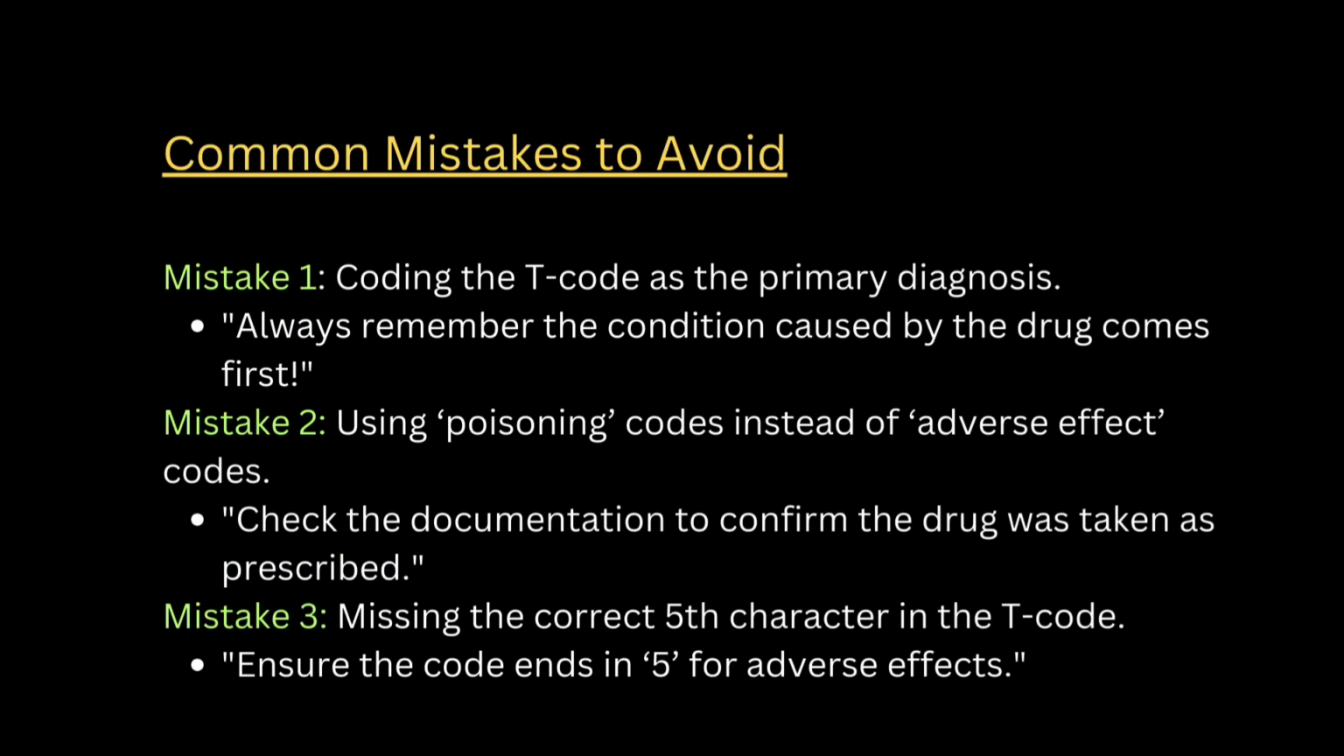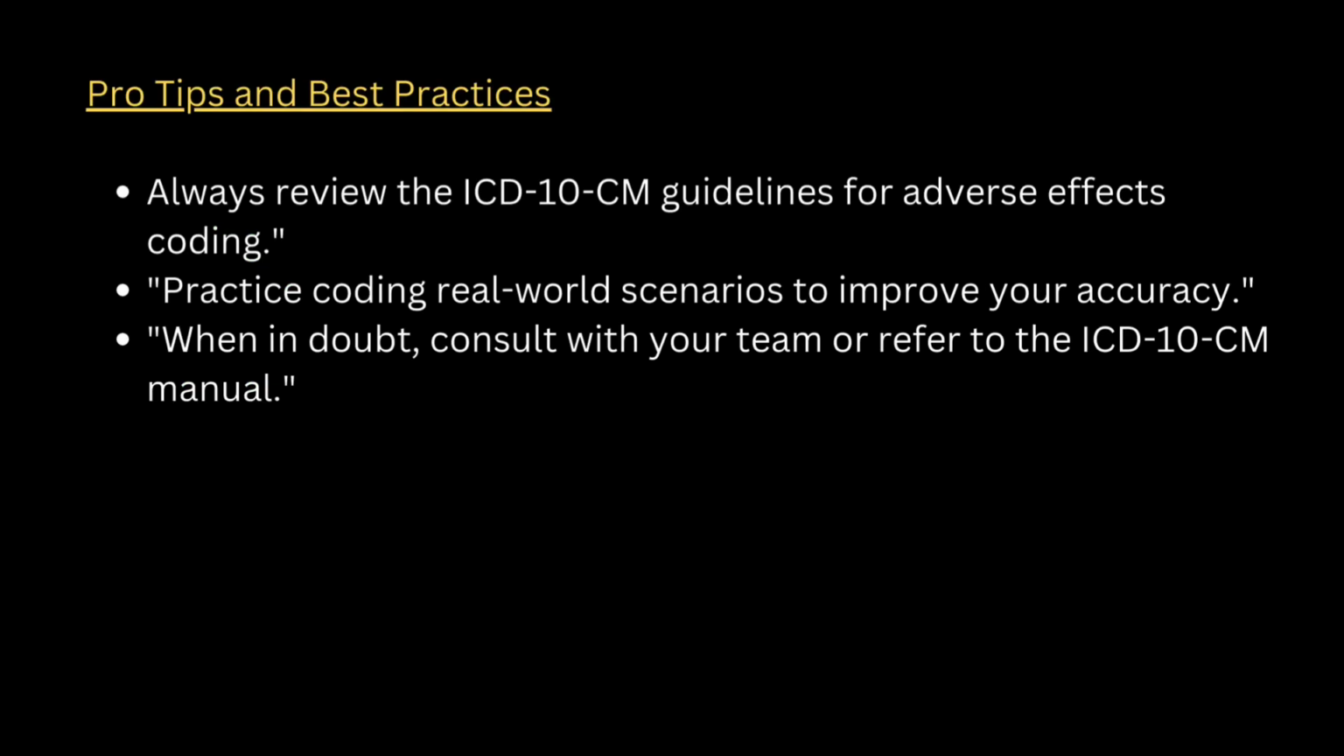So, common mistakes to avoid. Mistake number 1: coding the T code as a primary diagnosis. That is a very first mistake. Always remember the condition caused by the drug should come first. Mistake 2: using a poisoning code instead of adverse effect. Check the documentation to confirm the drug was taken as prescribed. Mistake 3: avoiding the fifth character. So make sure you are assigning the fifth character properly for adverse effect.